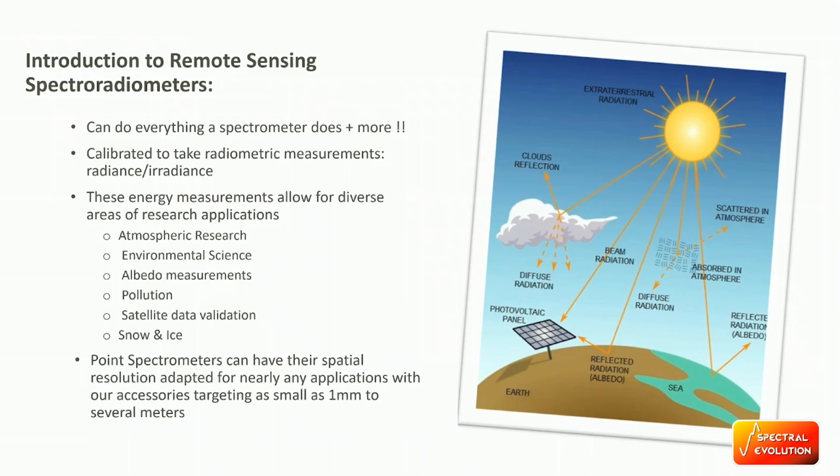Here are a few factors that should be considered when you're collecting outdoor measurements for remote sensing. You have your beam radiation, cloud reflection, scattered light due to the atmosphere, as well as absorbed light due to the atmosphere. And so you have diffuse radiation, which is all the light that is scattered. You can think of that as like if you're in a shadow, you can still see in the shadow. That's diffuse radiation that you're seeing.